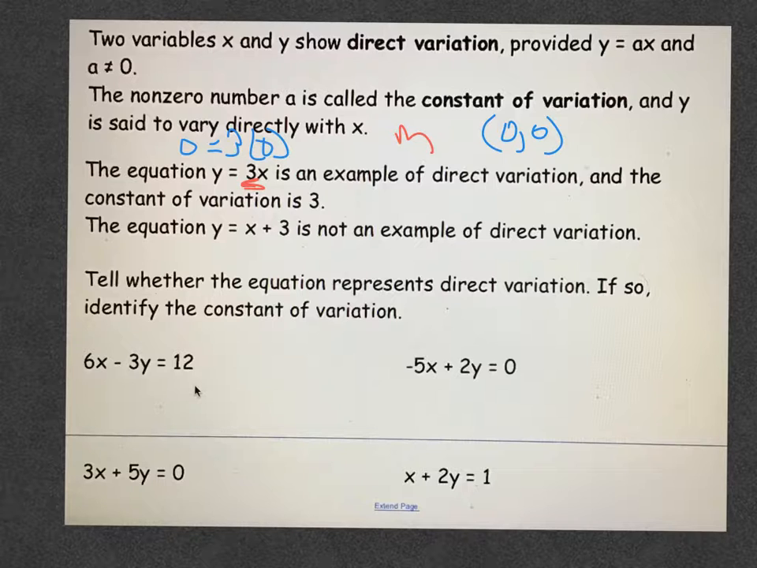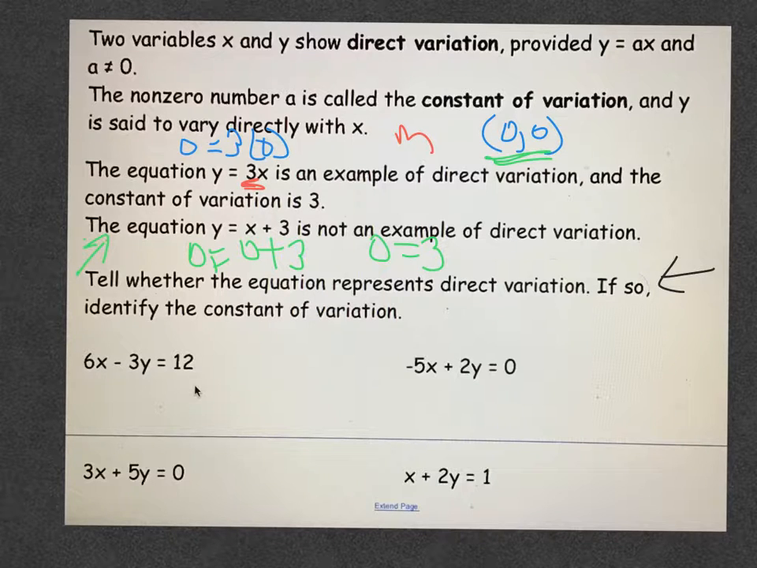The next one, it says here, the equation y equals x plus 3 is not an example of direct variation. And the way we test that is by trying this point here. So it's going to be 0 for the y. Is that equal to 0 plus 3? No, it's not, because then you have 0 is equal to 3. So that's an example of an equation that does not have direct variation. So the quickest way to just do this is to just plug in 0, 0.